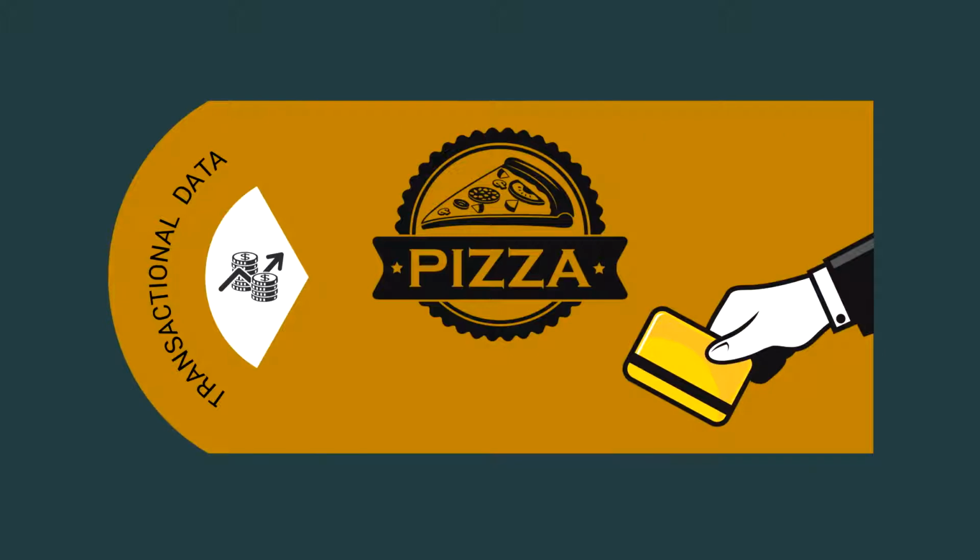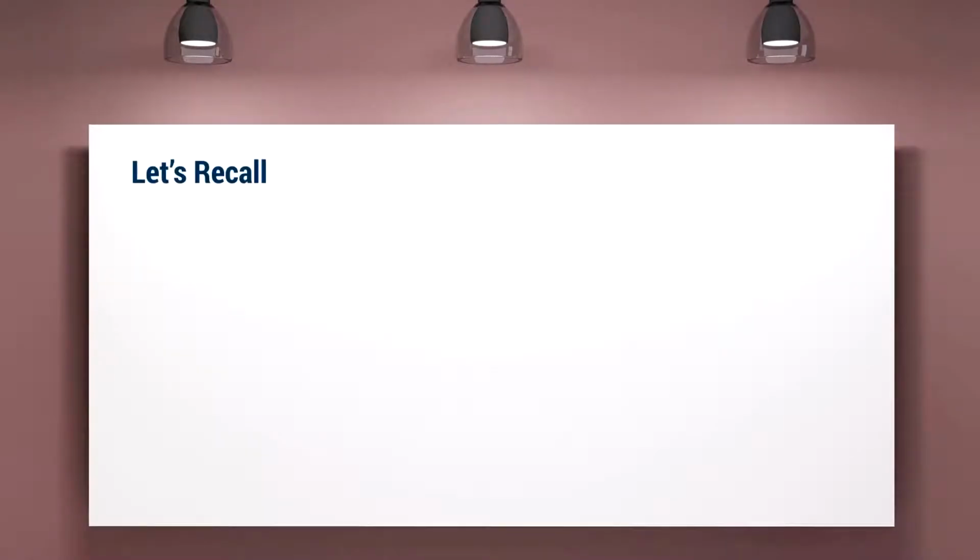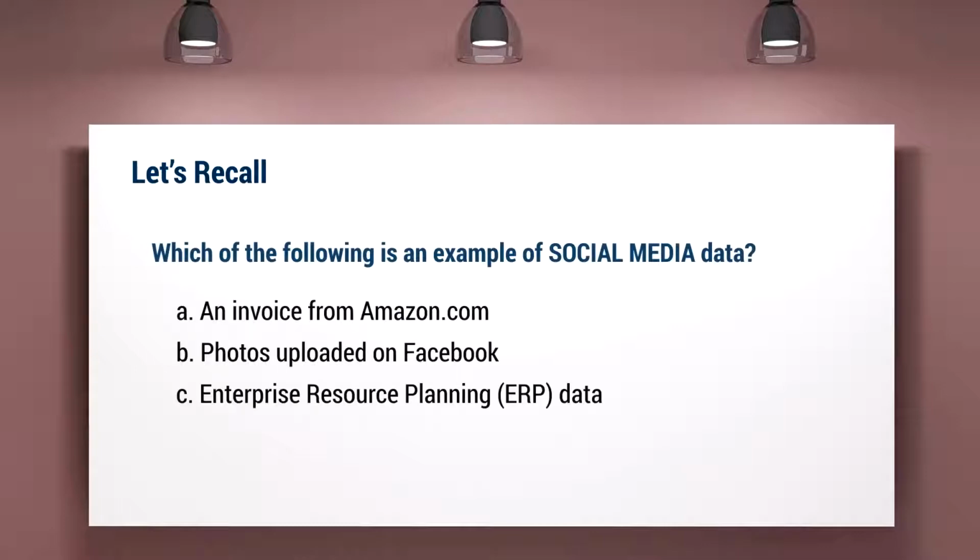Transactional data, as the name suggests, is data generated through transactions. The data that got generated when you ordered a pizza is an example of transactional data. Now that you know about the sources of big data, let's check how much you can recall. If you have selected photos uploaded on Facebook, you are right. An invoice would be an example of transactional data, while the ERP data would be machine data.